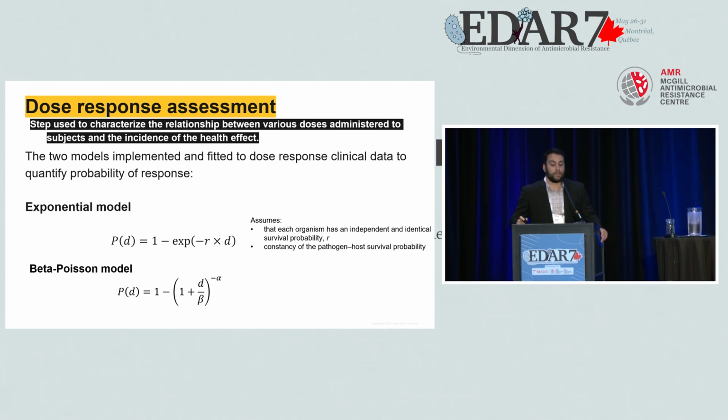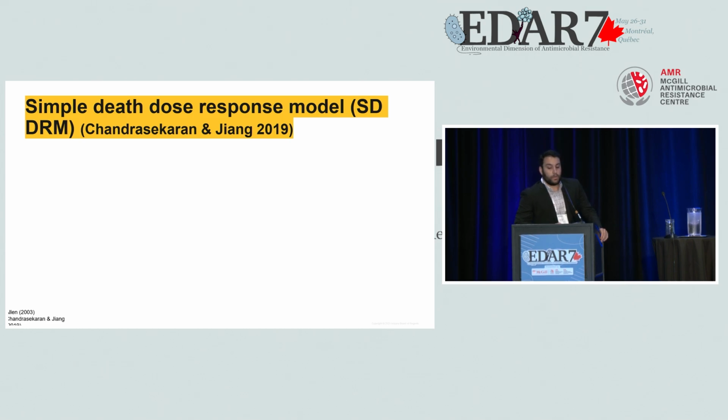The other model is the Beta-Poisson model, shown here, where similar assumptions apply, however, this R, this survival probability, in this case, comes from a beta distribution, which is sized or fitted based on the alpha and beta parameter. A few years ago, Chandrasekaran and Zhang developed what they called a simple death dose response model, which I'm going to talk about a little bit here.